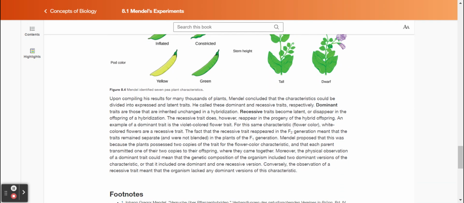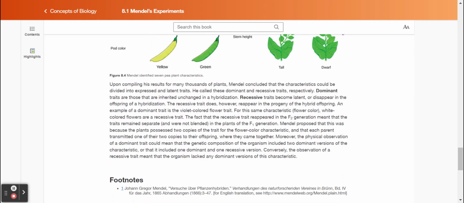Upon compiling his results for many thousands of plants, Mendel concluded that the characteristics could be divided into expressed and latent traits. He called these dominant and recessive traits, respectively. Dominant traits are those that are inherited unchanged in a hybridization. Recessive traits become latent or disappear in the offspring of a hybridization. The recessive trait does, however, reappear in the progeny of the hybrid offspring.